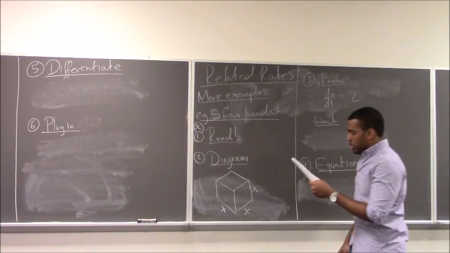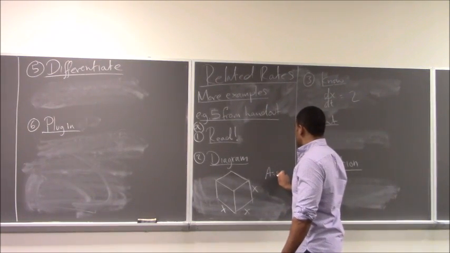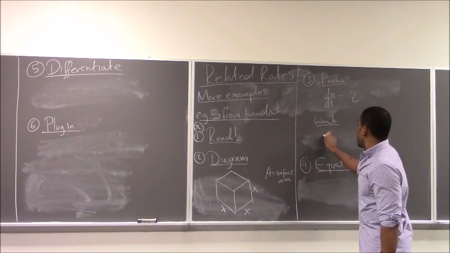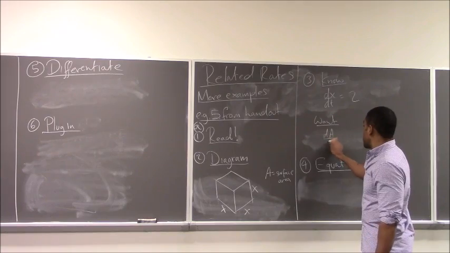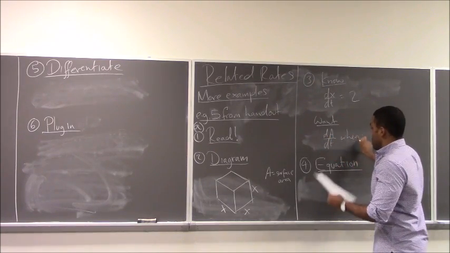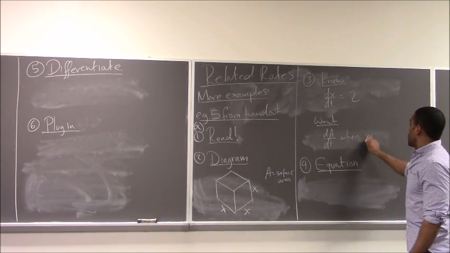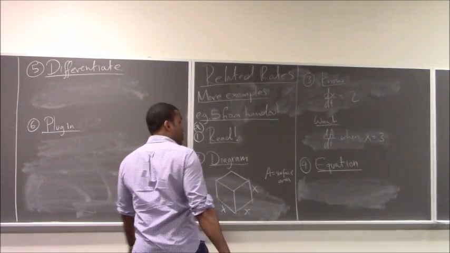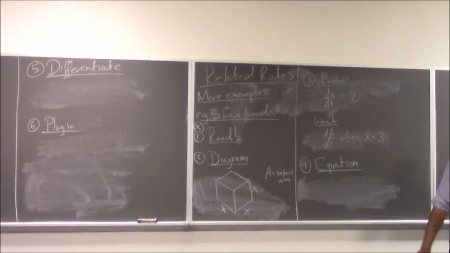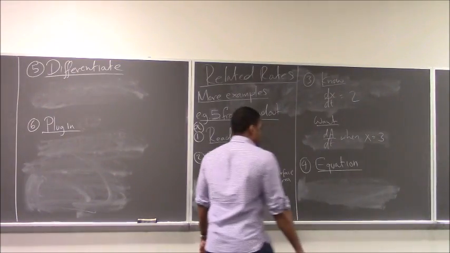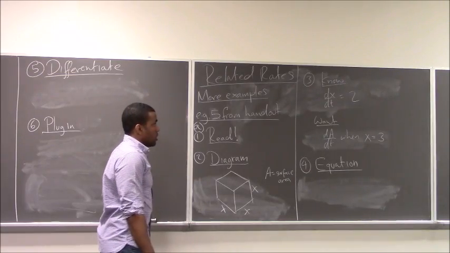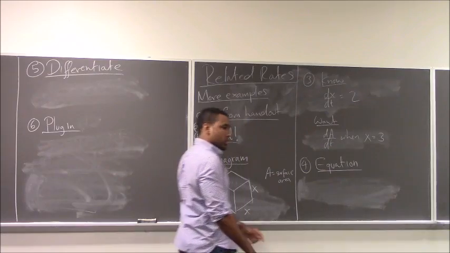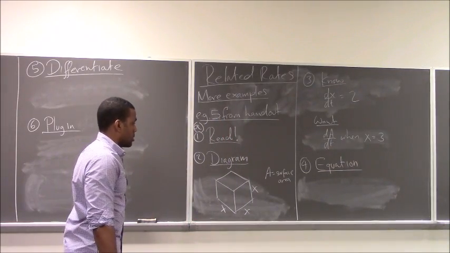And what do we want? If I let A be, let's call A the surface area. So what we want is the rate of change. How fast is the surface area changing when x equals 3? So what's our equation here? We need an equation that relates x and A. These are our two variables. A equals 6x squared.